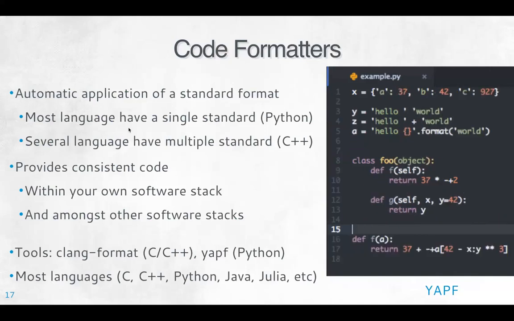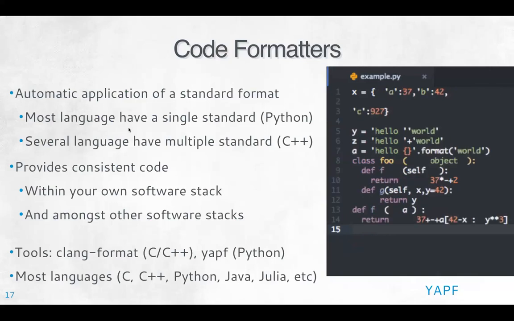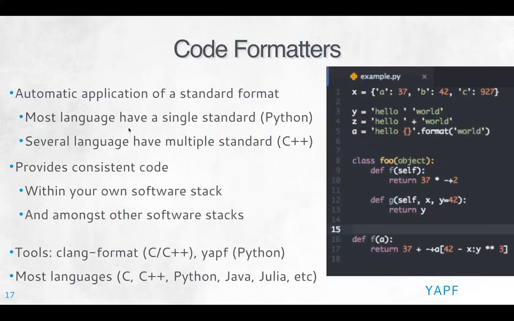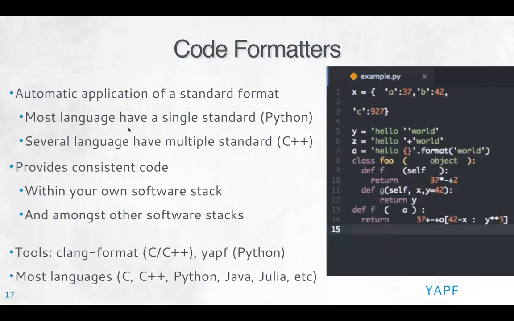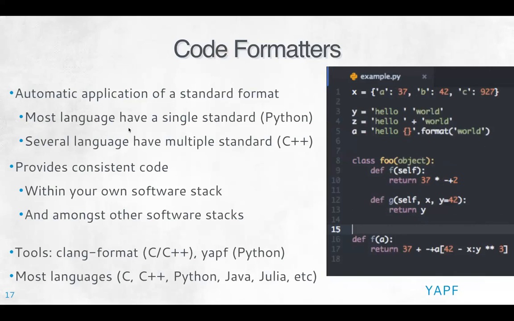One of the interesting things about this is that several languages have a single standard. So for example, Python has something called PEP8, which effectively everyone uses within the Python world. But languages like C and C++ actually have multiple standards depending on who you talk to. For example, for C++ there's Clang, GNU style, and Google style code formatting. Each of them is relatively similar, but still a little bit different.